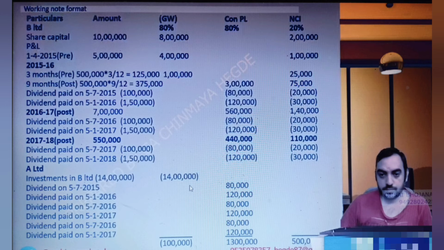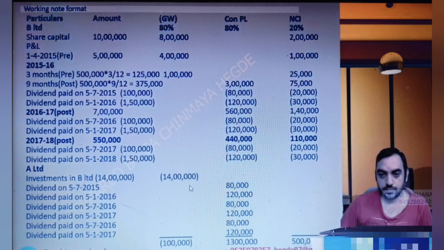Now 5 lakh, you tell me, is it going to be opening balance or current year? I mean pre or post? 5 lakh will be during the year, acquisition took place. So 5 lakh will be pre or post? 5 lakh will be divided into two parts, right? Divided into two parts.